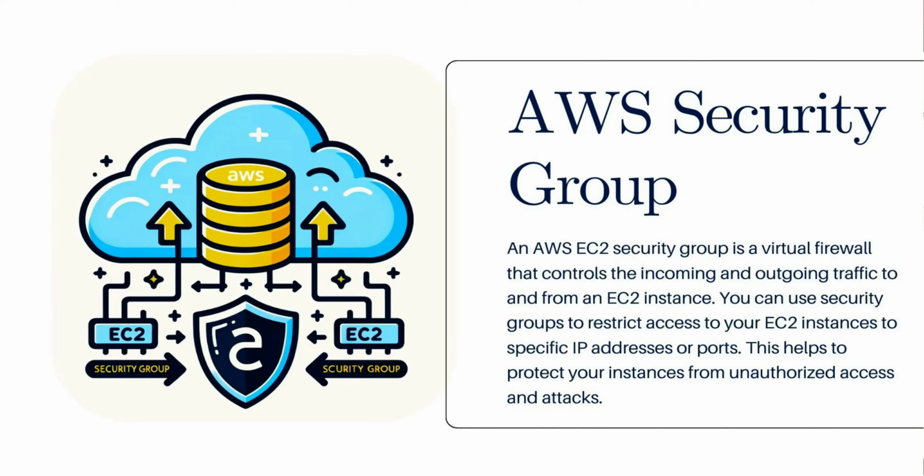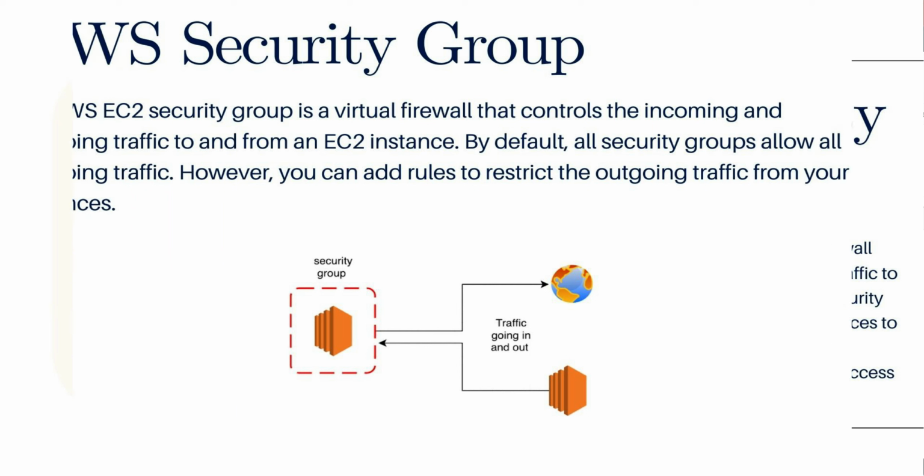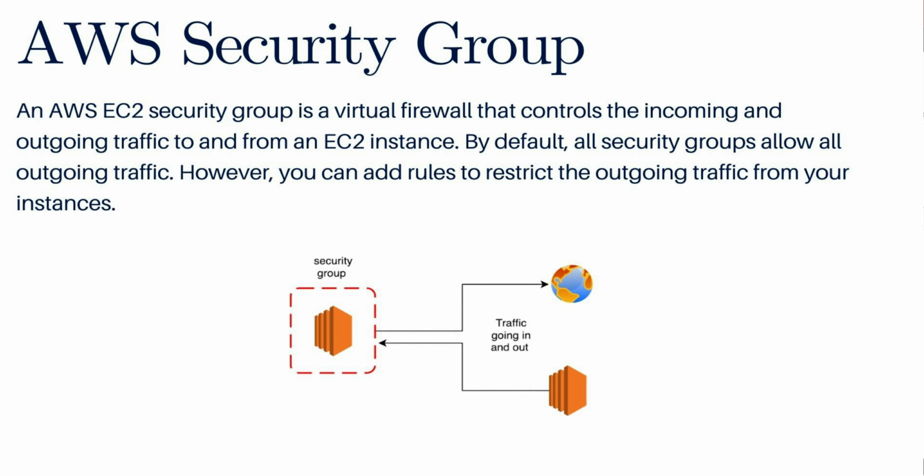Welcome back. In this video we are going to understand what exactly security groups are. A security group acts as a firewall for your EC2 machine. So whatever traffic is coming in and going out of the EC2 machine, all of it is controlled by the security group. Let's go with the demo and see how exactly the security group works.